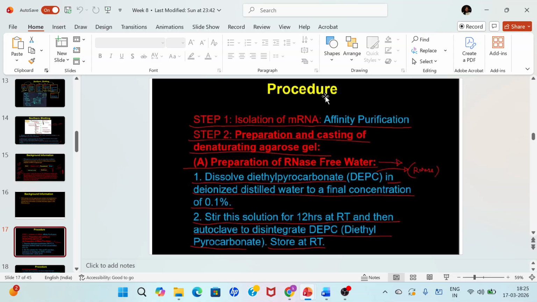ठीक है, so procedure again, Northern blotting का प्रोसीजर क्या है? Step one is the isolation of mRNA by affinity purification, oligo T beads will be used. Step 2 is the preparation and casting of denaturing agarose gel so that the RNA can be separated on that and can be visualized on that.